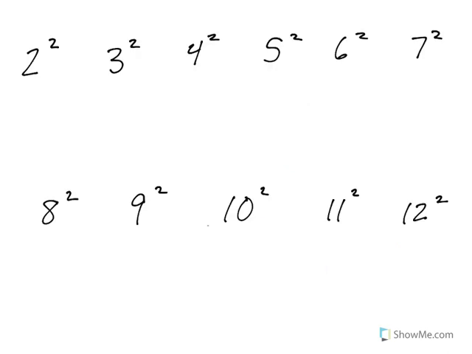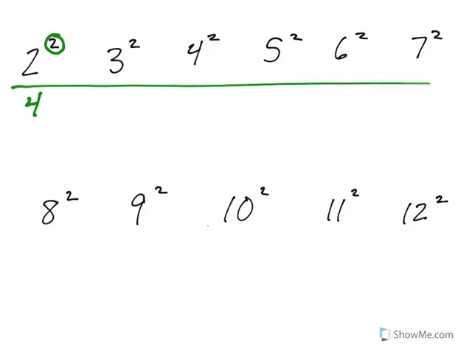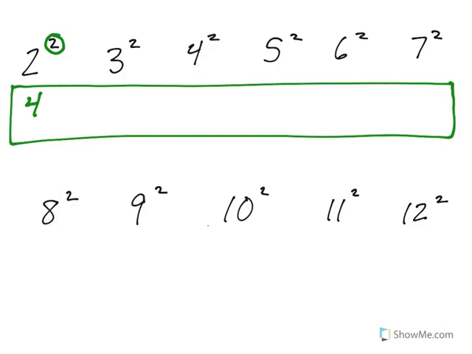So how do we find perfect squares? Well, think about the squaring of any number. So 2 squared is 4. The numbers I'm putting in this green big rectangle are perfect squares. So 3 squared is 3 times 3, which is 9. 4 times 4, which is 16. So to find a perfect square, we simply multiply a number by itself.